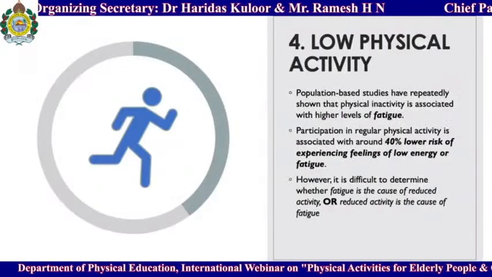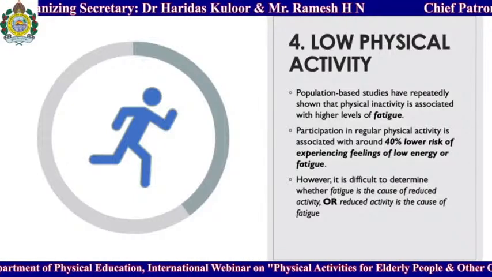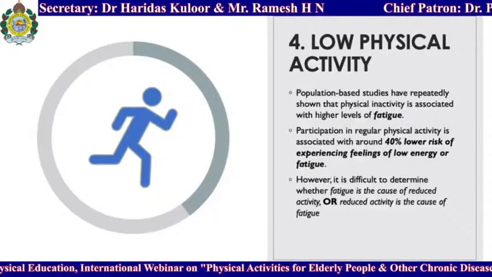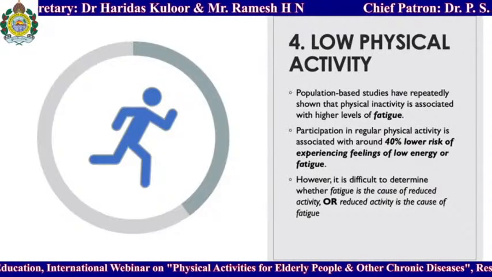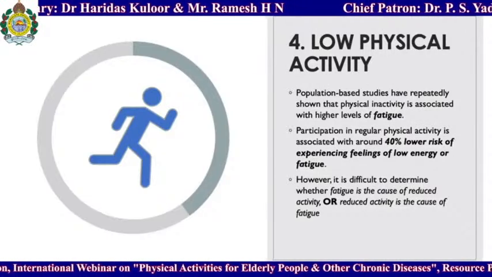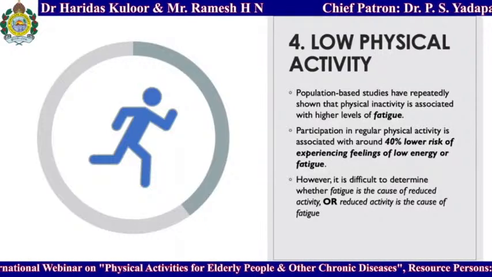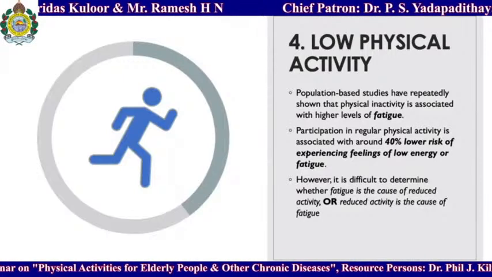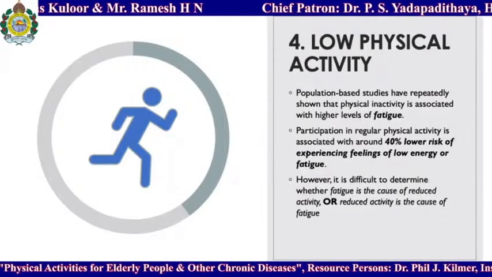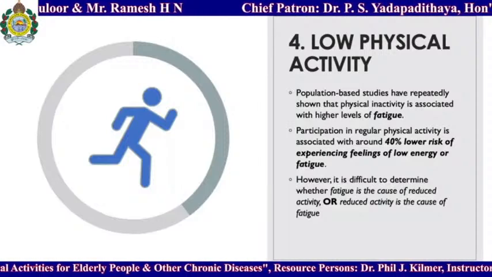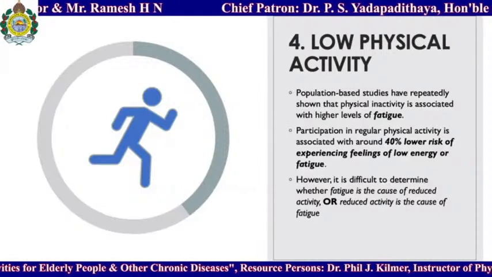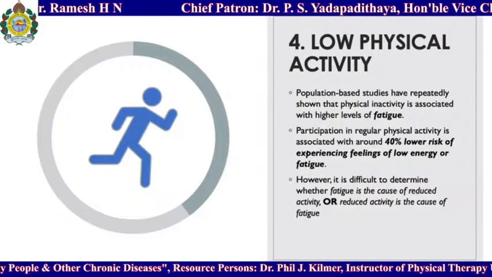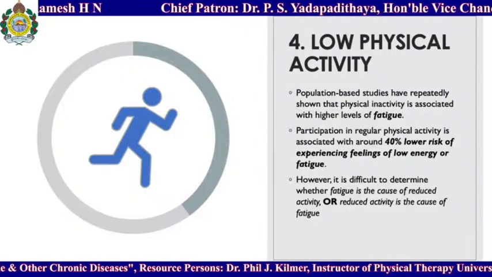Our fourth aspect of frailty we want to examine is low physical activity. I've already mentioned that quite a few times when talking about the other systems. When I was talking about reports of fatigue and decreased walking speed, all these things are part of that cycle. They're all very interrelated. When a patient is more fatigued, they don't do as much activity.